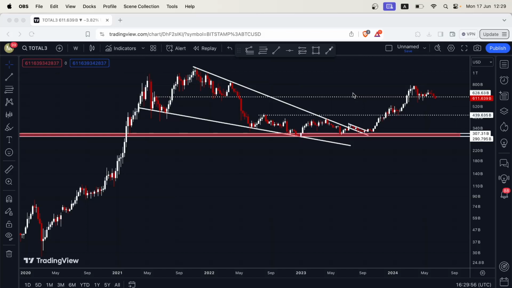I figured I'd just do a video to bring this to your attention. I'm currently on the altcoin market cap. It's called Total 3, and this is basically everything, all the altcoins excluding Bitcoin and Ethereum. Okay, so this chart is actually quite technical.